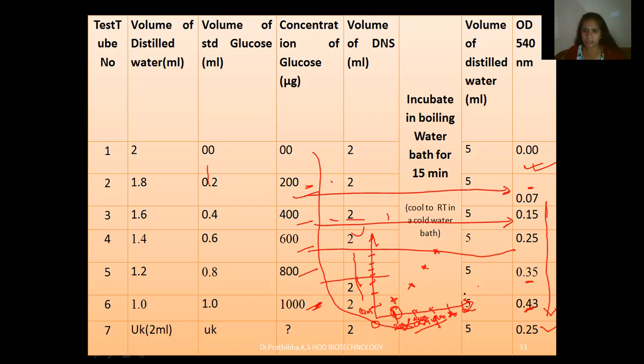So for 1000 here, 0.3 will come here, 0.43 will come here. Then by using that, from the second test tube to the sixth test tube, you put a dot for each, and later by using the scale, you connect all these dots. You need to get a straight line. This line should pass through all these dots, and this will be known as the standard curve.